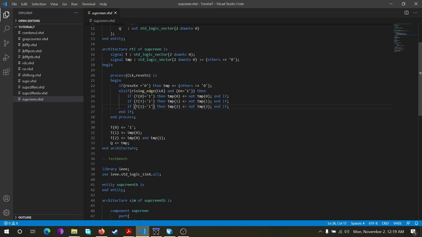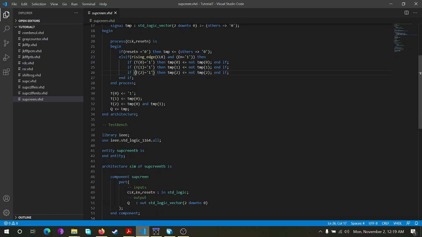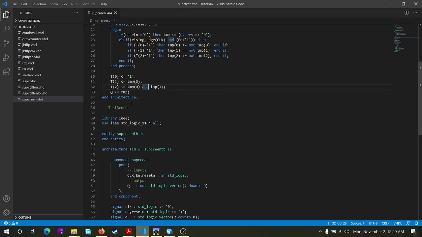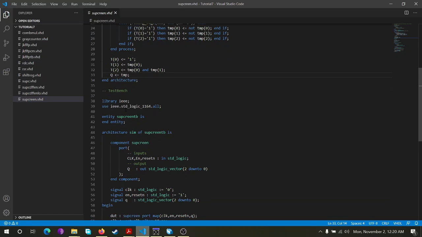Now after the toggle, you can see what should be the values of these. For this question, the first T should be 1, the second should be the Q output of the first T flip-flop, and the third T flip-flop's toggle should be the AND of the output of the first T flip-flop Q0 and Q1 of the second T flip-flop, and finally the temporary signal is connected to Q for the output.